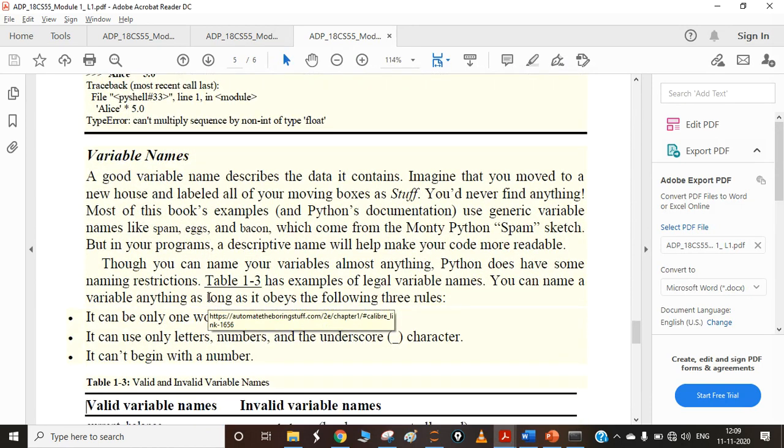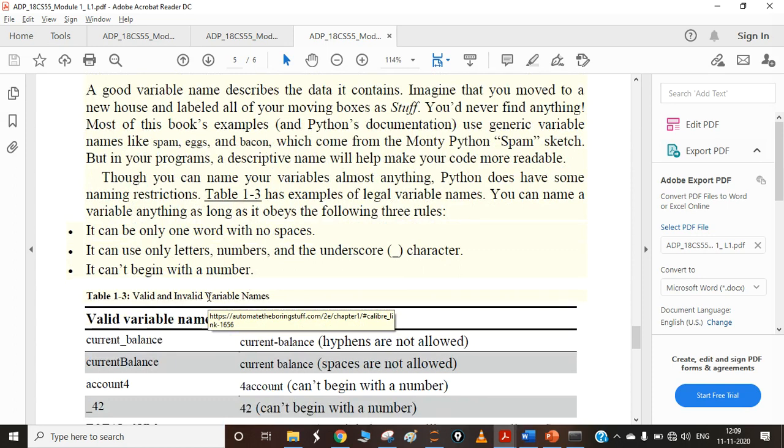Moving to the last concept, variable names. A good variable name describes the data it contains. Imagine that we have moved to a new house and label all of your movie boxes as stuff, and you could never find anything. Most of these books, for example Python's documentation, use generic variable names like spam, x, bacon, which come from Monty Python's spam sketch. But in your program, descriptive names will help make your code more readable.